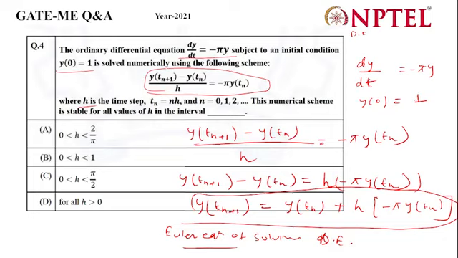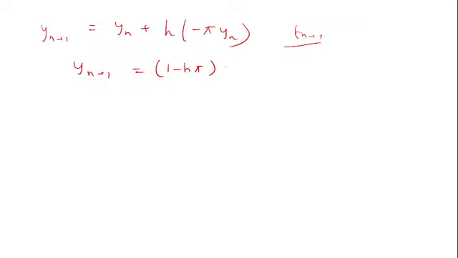So this is your solution equation of Euler's method. If you heard in your graduation time, first year, second year, there is a condition for Euler's method. We will first write this equation as the Euler equation: y_{n+1} = y_n + h(−πy_n). The term t_{n+1} we have written just as n+1 here. Then you can write it as y_{n+1} = (1 − hπ) y_n.